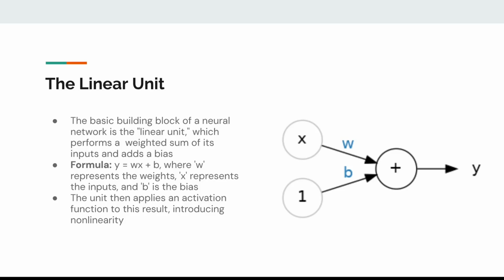Imagine you're trying to guess the price of a house based on its size. The weight w represents how much the price changes with size, and the bias b adjusts for other factors other than the size. This is the foundation of how neural networks make predictions.